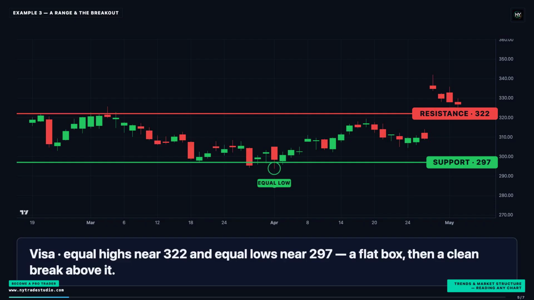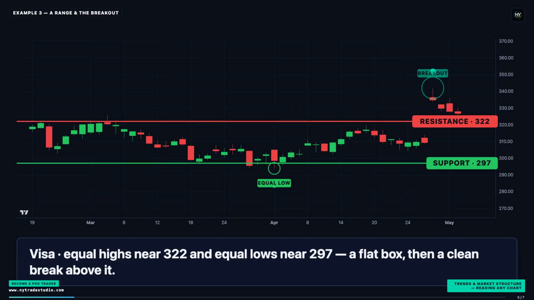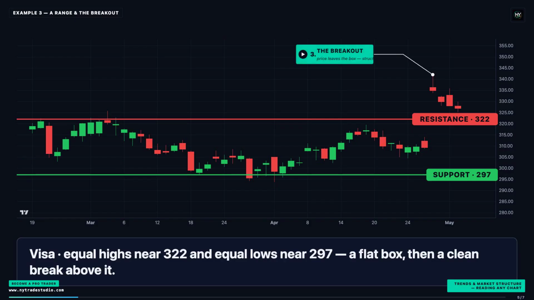The patient move is to wait for the box to break, and eventually it always breaks. Watch the right side: price pushes up and closes decisively above the ceiling, out of the box entirely. That breakout is the transition, the range is resolving, and a brand new trend is trying to begin. From here you go back to step 1 and watch for the next swing low to come in higher, confirming a fresh uptrend. Range, then break, then a new staircase. The cycle starts over. Read exactly the same way.